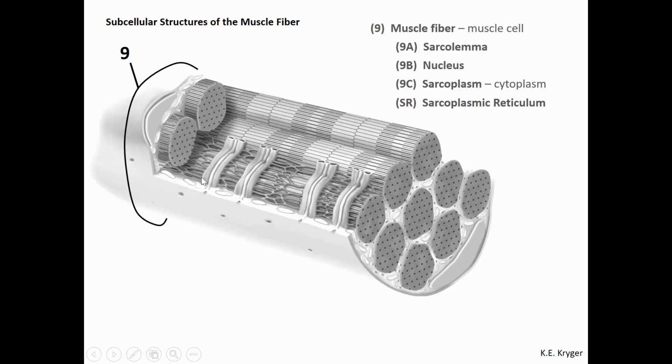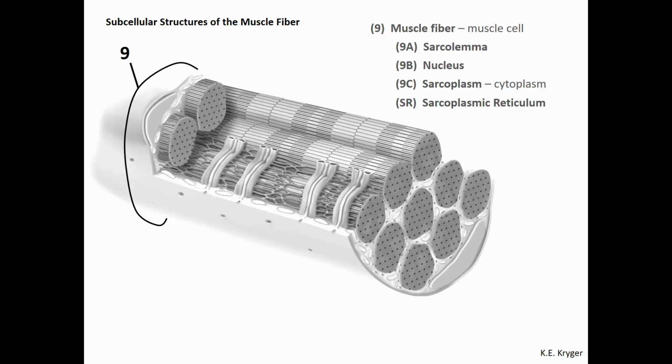Number 9 is the muscle fiber. We already have this on your legend, so just draw a circle and put a little number 9 there. This is the muscle fiber, which is the muscle cell. And each muscle cell, just like any cell, has a cell membrane, has a nucleus, and in this case we have multiple nuclei, and then cytoplasm.